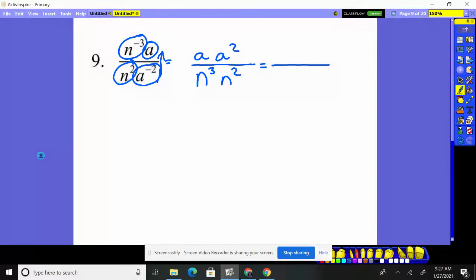So what do we have here? I have a times a, and down here I have n times n. So that's what? A to the 3rd up top, n to the 5th in the bottom.